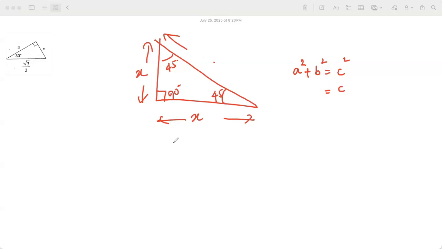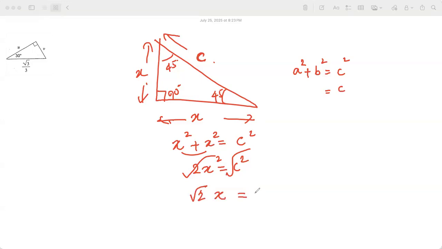Exactly. When you apply the Pythagorean theorem, the sum of the squares of the sides will be equal to the square of the longest side, c squared. So when you add this, 2x squared equals c squared. What is c? Take the square root on both sides. Square root 2 times x will be equal to c. Square root 2x will be the longest side. That's all. The same logic applies. Did you get it?